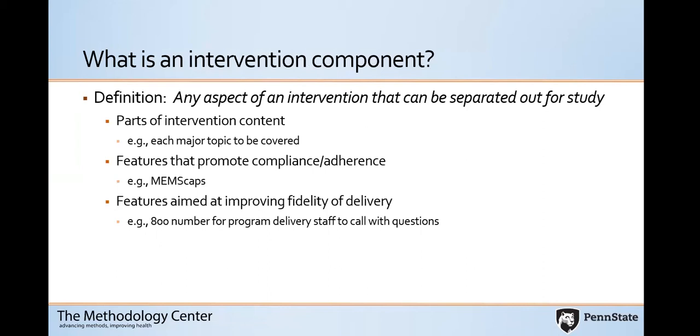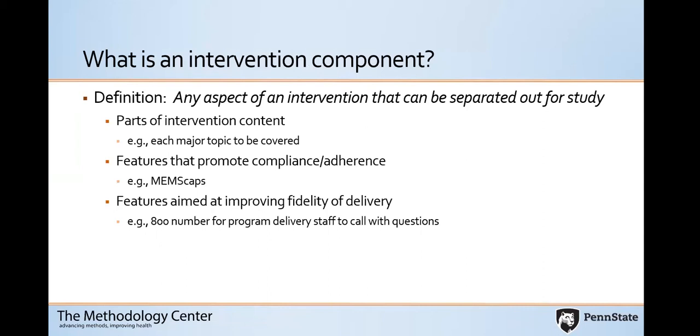But a component also could be something that promotes engagement or compliance or adherence in an intervention. MEMS caps, that is caps that record the time that a pill bottle is opened. That's one feature that could promote compliance or adherence. Something simple like providing childcare for adults who are expected to engage in an intervention would be another possible compliance or adherence component. A third type of component is something aimed at improving the fidelity of delivery of a component.